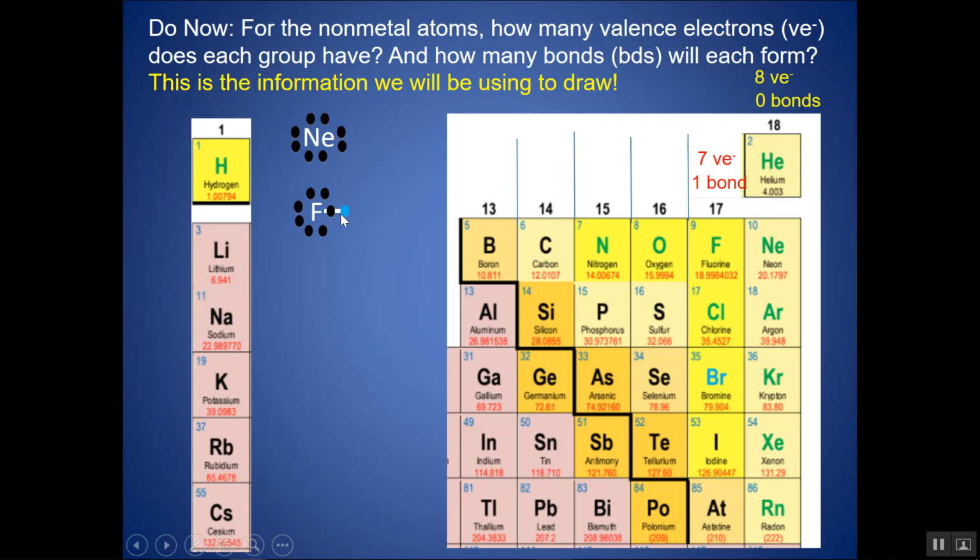So notice how each bond gives it an additional electron that's coming from a different atom. So that's how you can figure it out. You can count how far away it is from the noble gases. This is 1 away from the noble gases, so 1 is 1 bond.